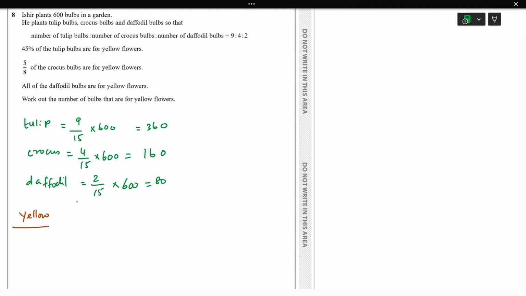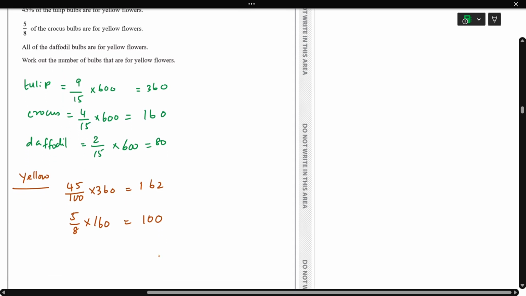45% of tulips is 45 over 100 times 360, which is 162. Next, 5/8 of the crocus is yellow flowers. So 5/8 of 160 is equal to 100.